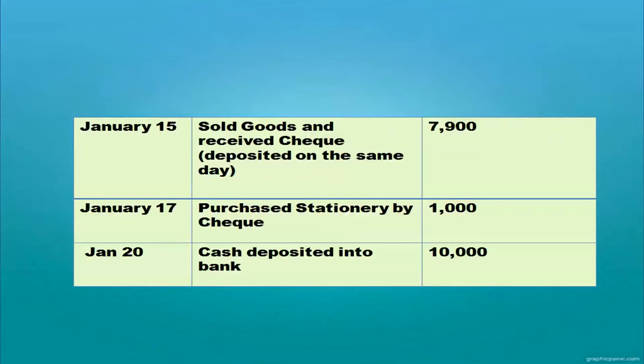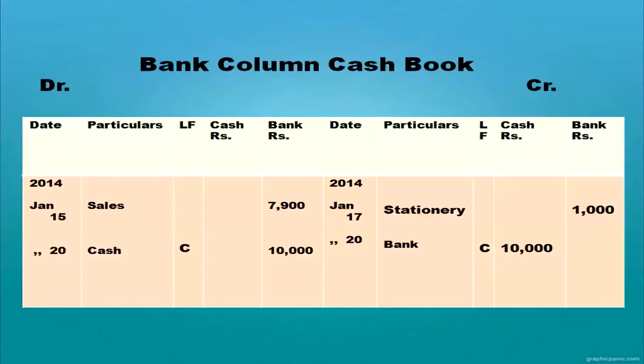Sold goods and received check. Deposited on the same day. So, bank account debit to sales. Purchase stationery by check. Stationery debit to bank. Cash deposited into bank. This is a contra entry, bank to cash, 10,000. January 15th. Sales made and payment received by check. So, in the bank column, you have to write the amount. Bank balance increases. As it is a receipt, you are posting on the debit side of the cash book to sales.